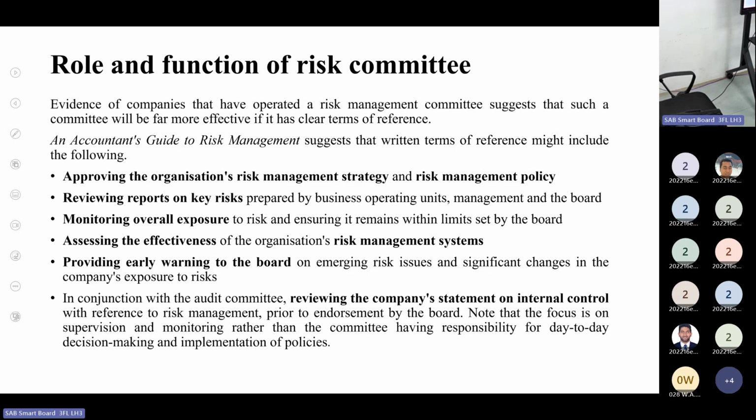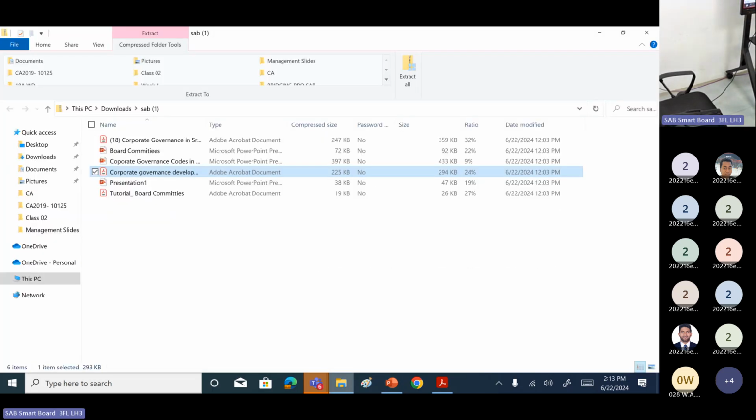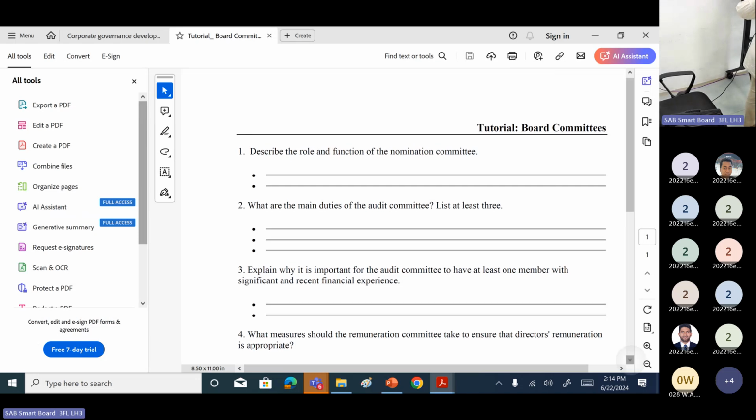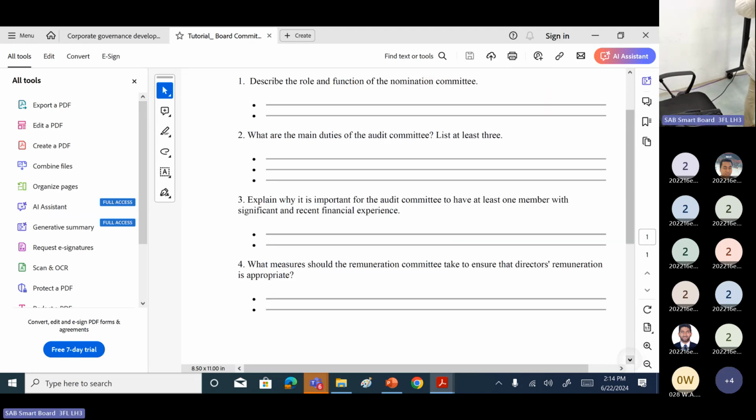So all the committees are now over. For this part also, guys, I have developed questions. Did you see the questions that I showed you last time? For the board committees, I have set some questions covering the full tube. So if you can answer these questions, it means you have covered the tube.